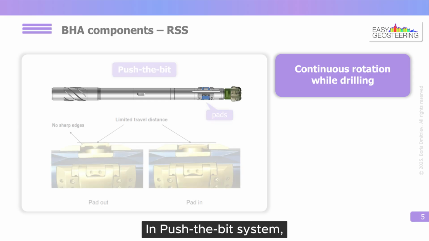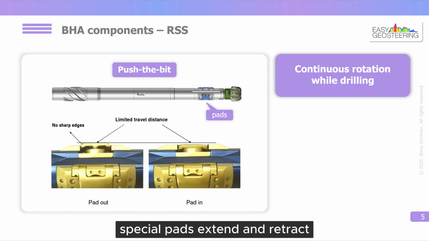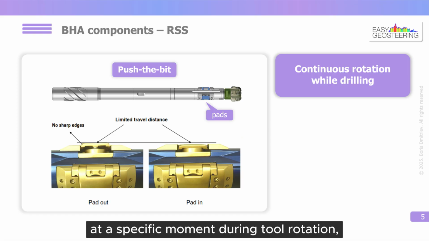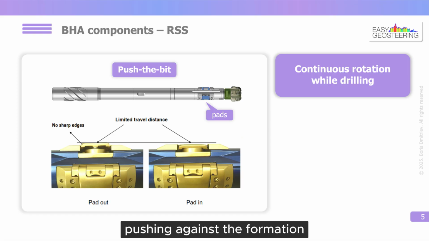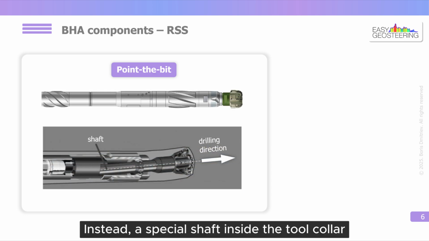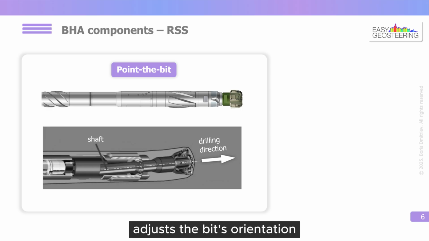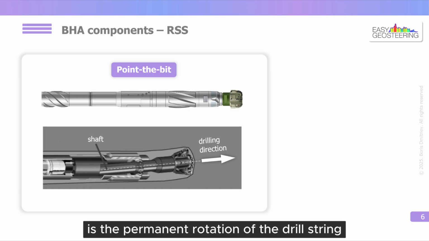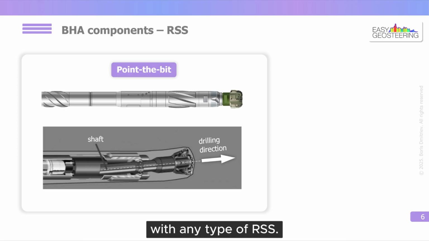In push the bit system, special pads extend and retract at a specific moment during tool rotation, pushing against the formation and steering the bit in the desired direction. In point the bit system, there are no pads. Instead, a special shaft inside the tool collar adjusts the bit's orientation without applying a side load. There are significant differences between these two systems, but what we really need to understand is the permanent rotation of the drill string with any type of RSS.